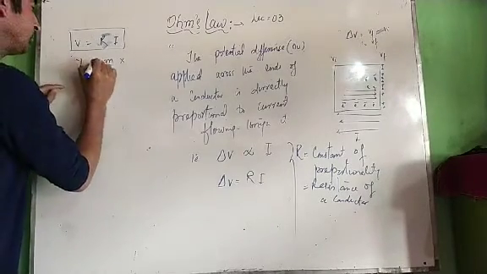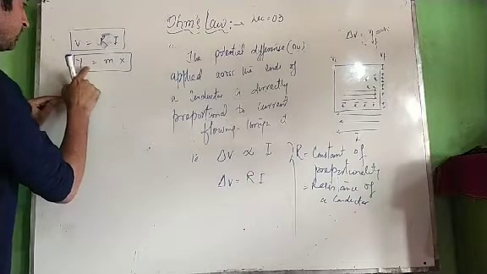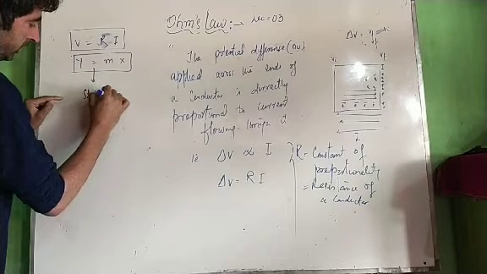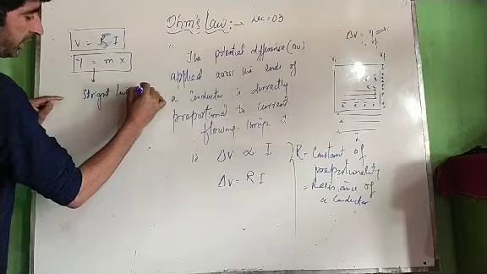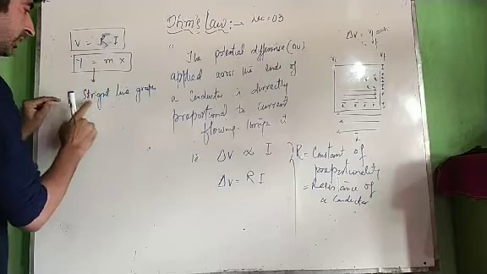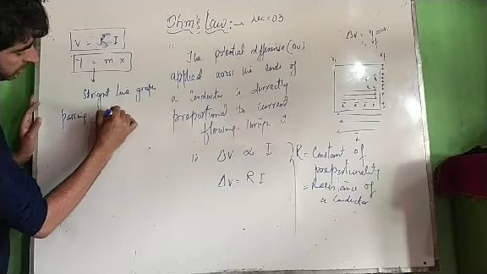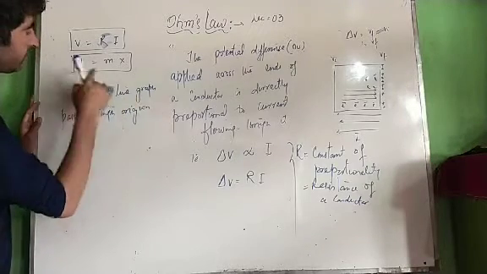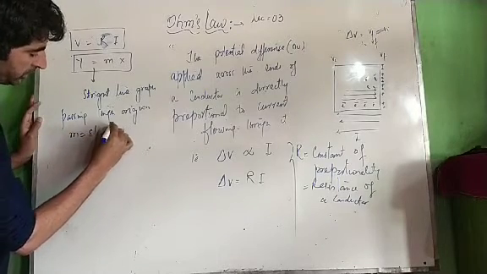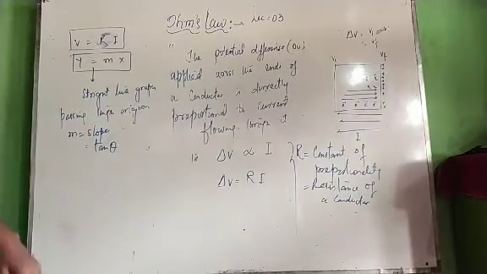Wherever you have an equation of this type, y is equal to mx, it gives a straight line graph passing through origin. Graph between y and x, and this m is equal to the slope of the graph. Slope means that is tan theta. You can determine this slope from tan theta.